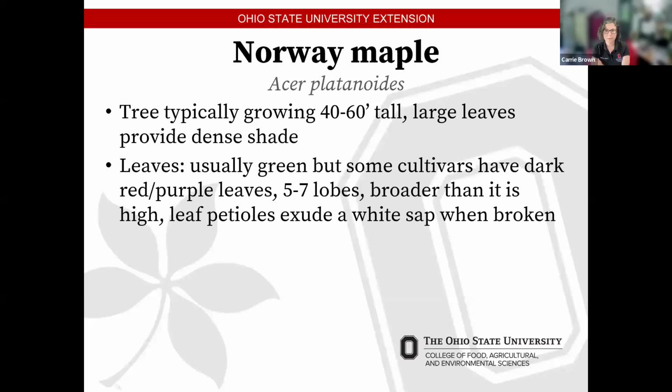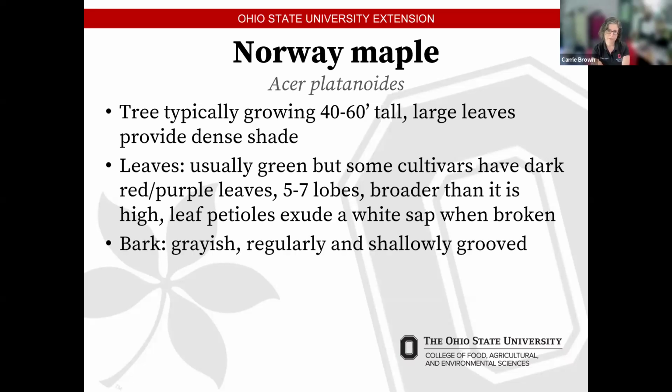The leaves are usually green, but there are some cultivars that have dark red or purple leaves. We'll take a look on one of the upcoming slides to compare it to a sugar maple leaf, which does look similar, but it tends to have more lobes than a sugar maple leaf. And it's broader than it is high, as well as the leaf petioles. So that's the stem that connects the leaf to the twig. When broken, it will exude a white sap.